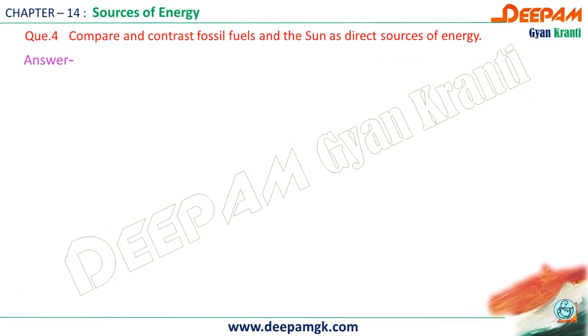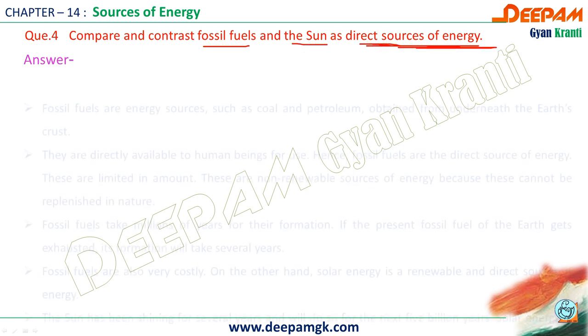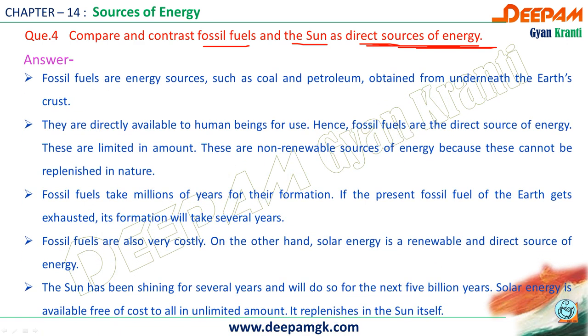Now, the next question, question number 4. Compare and contrast the fossil fuels and the sun as a direct source of energy. Our answer is that fossil fuels are energy sources such as coal and petroleum, and both are obtained from underneath the earth's crust.